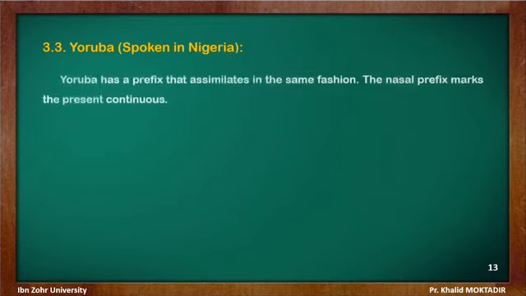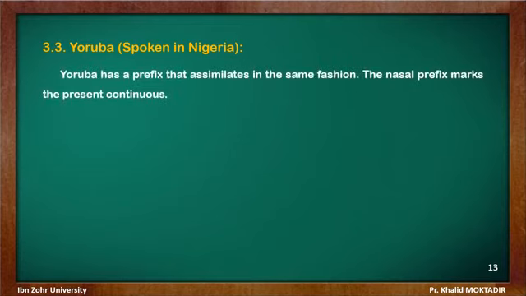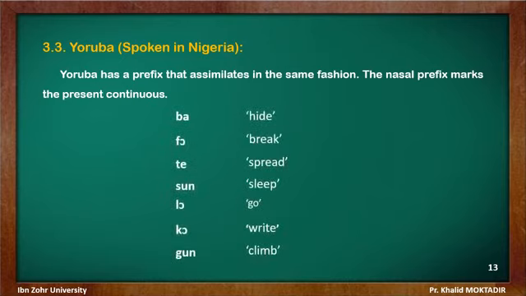In Yoruba, there's a prefix that assimilates the same position as the first consonant in the stem. The nasal prefix marks the present continuous. Look at these examples. The first word, we have ba, which is bilabial. For fo, we have labiodental, and te, alveolar. Sun, alveolar. Lo, alveolar. And the last two are velar.